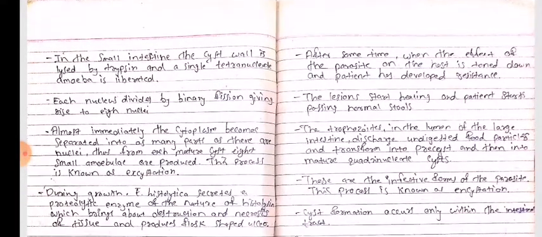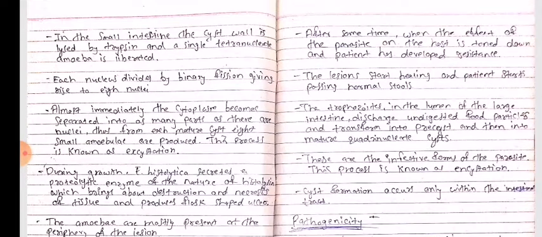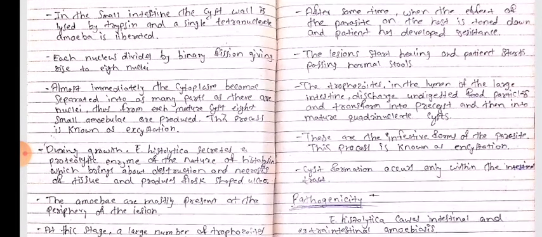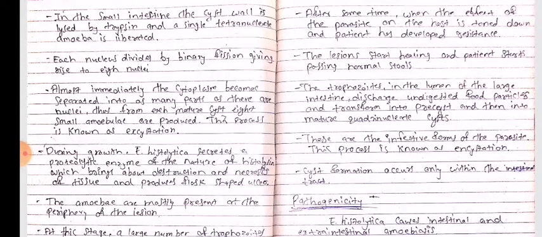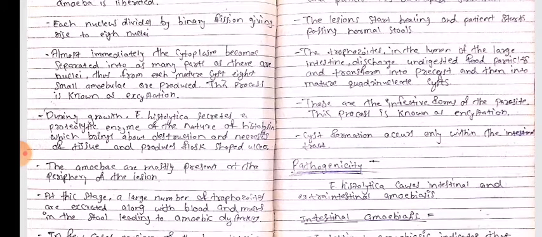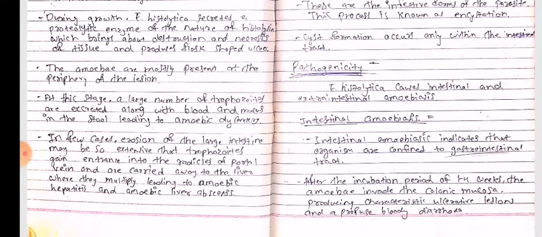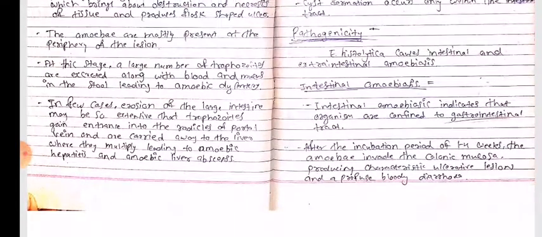After some time, when the effects of the parasites on the host are toned down, the patient has developed resistance. The lesions start healing and the patient starts passing normal stools. The trophozoites in the lumen of the large intestine discharge undigested food particles and transform into pre-cyst and then into mature quadrinucleate cyst. These are the infective forms of the parasite. This process is known as encystation. Cyst formation occurs only within the intestinal tract.